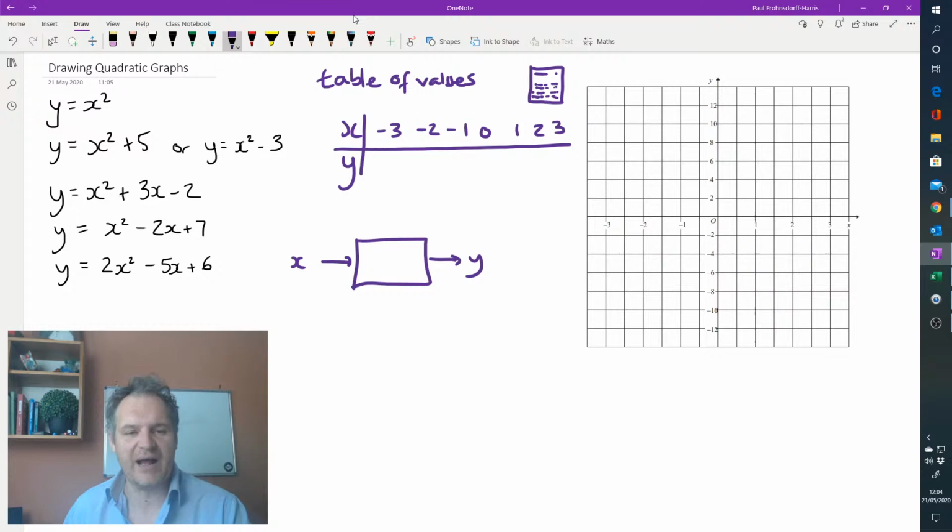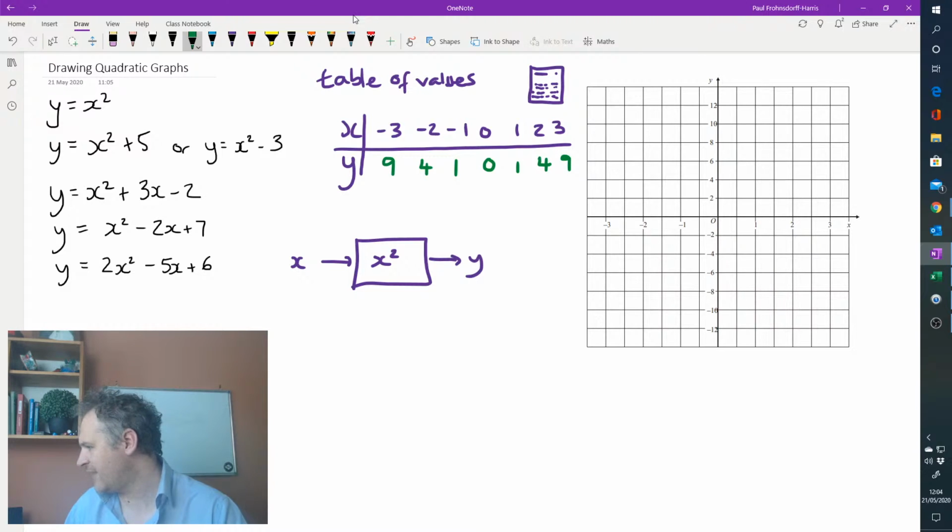Now, I think there's 2 ways to do it, but for the first one, there's only really one way to do it because it's just x squared. There's nothing extra to do. I'm going to show you both, but I'm also going to talk you through what I think is my preference. So, the first one says y is x squared. So, let's have a look. Minus 3 squared is 9. Minus 2 squared is 4. Minus 1 squared is 1. 0, 1, 4, 9.